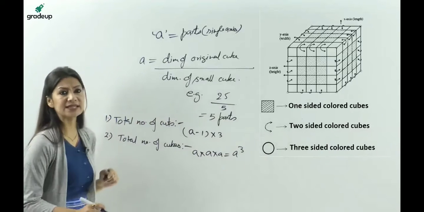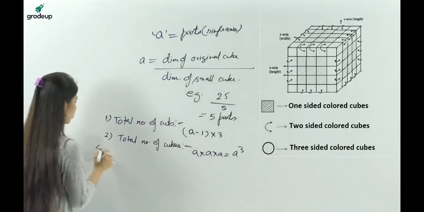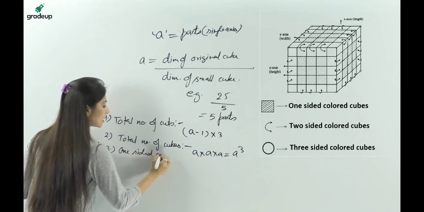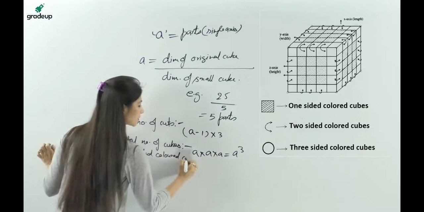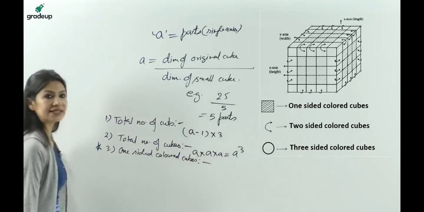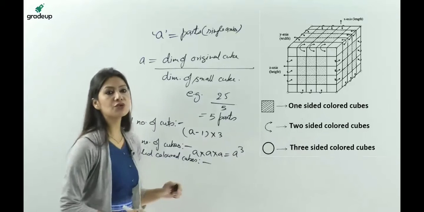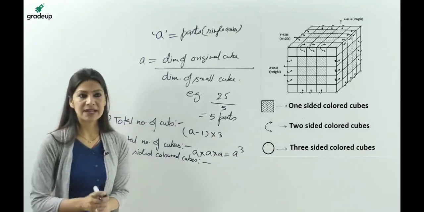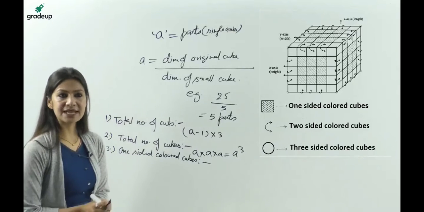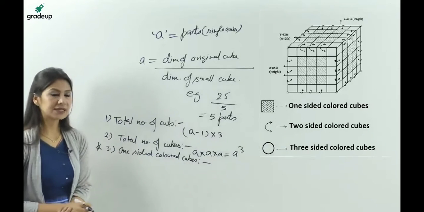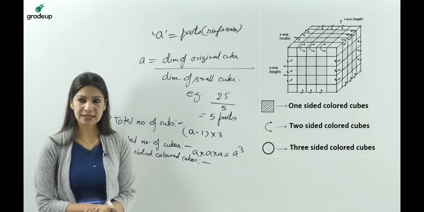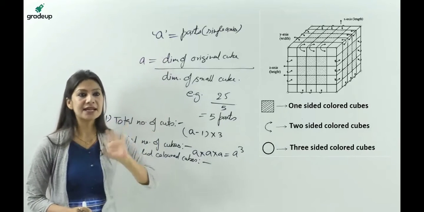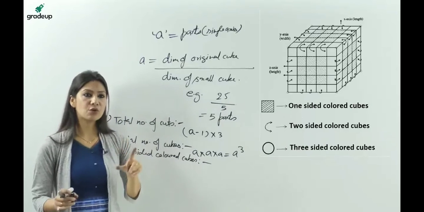So these are the two basic things. Now coming to the most important point, the third point: the total number of one-sided colored cubes. I just wanted to know one answer from your side, students. Can you please tell me one thing? We have 4 categories of cubes: one-sided, two-sided, three-sided colored, and the 4th one is colorless.